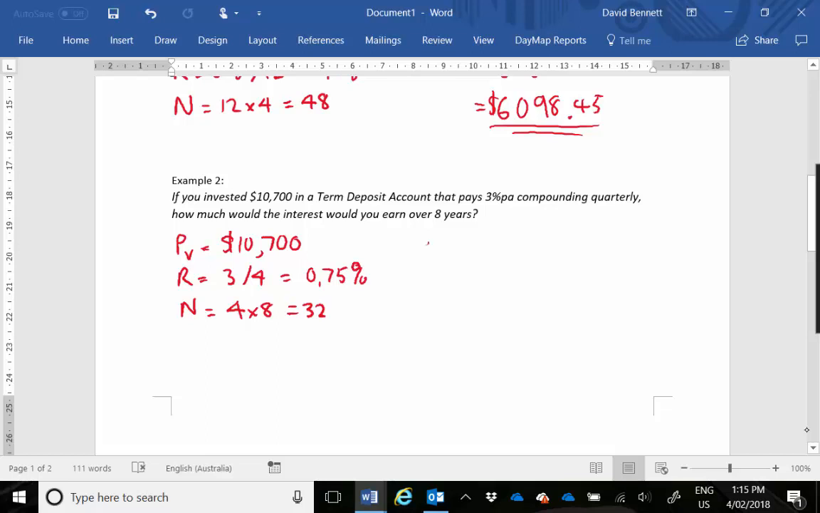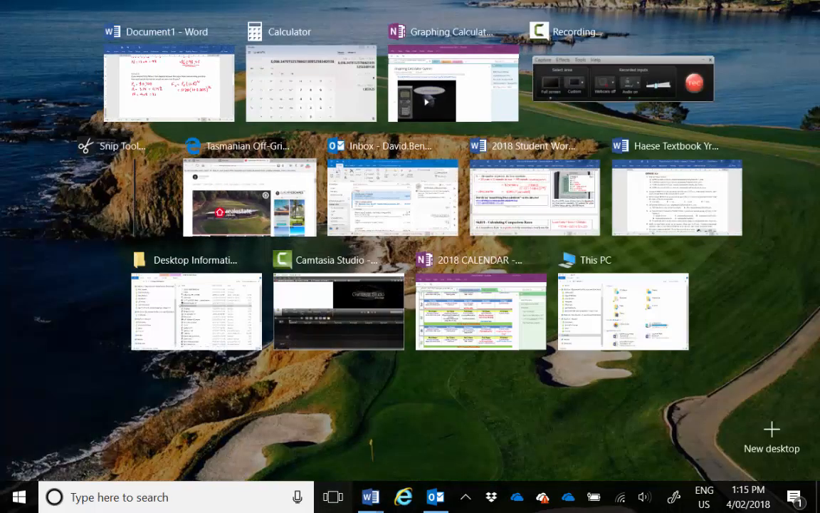All right, so my future value is going to be equal to my present value times (1 plus the rate) to the power of N, so put the information in there: 10,700 times (1 plus my rate, which is 0.0075) to the power of 32. So we'll go to our calculator and work that one out.